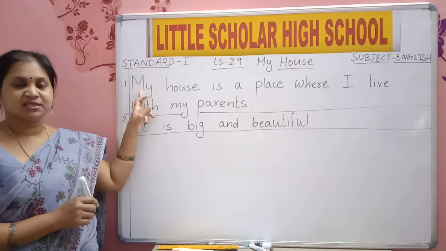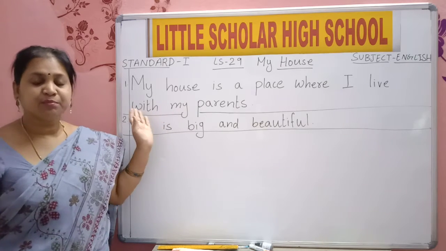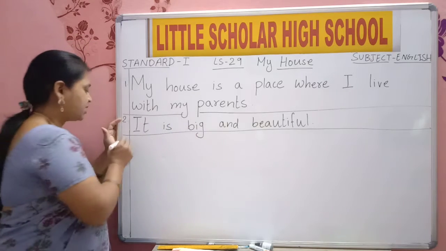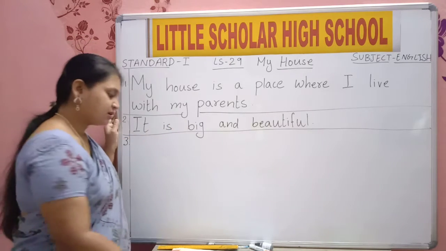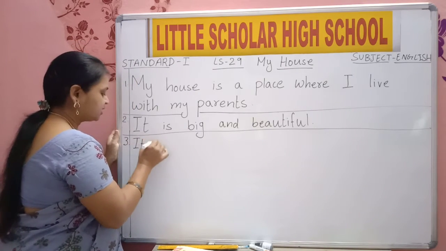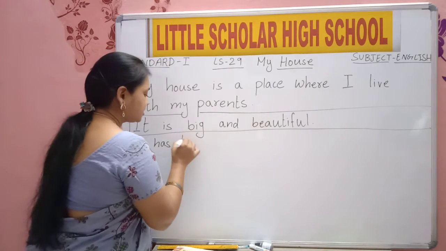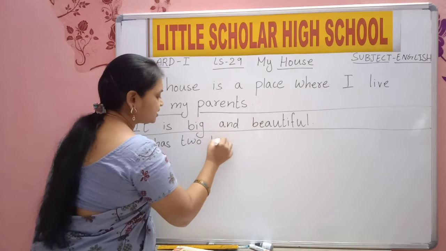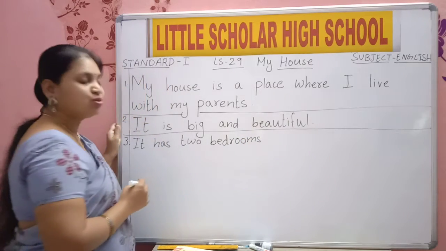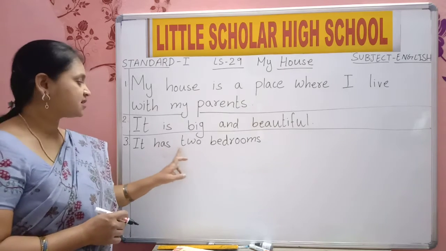Yes, my house is a place where I live with my parents. It is big and beautiful. How is your house? You all love your house, no? It is beautiful. Number 3. It has. I-T, it. H-A-S, has. It has 2 bedrooms. T-W-O, 2. B-E-D, bed.